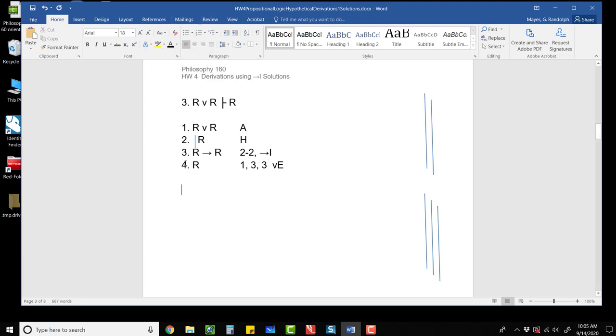We can now simply assert that R. And why can we do that? Well, this is by the rule of disjunction elimination. The rule of disjunction elimination tells us that if we have a disjunction, we do, R or R, and the first disjunct implies something, and that is the case. We've just shown that it implies R. And the second disjunct implies something, well, that is the case, it implies the very same thing, R, then we can assert the thing that is implied, which is R, okay?